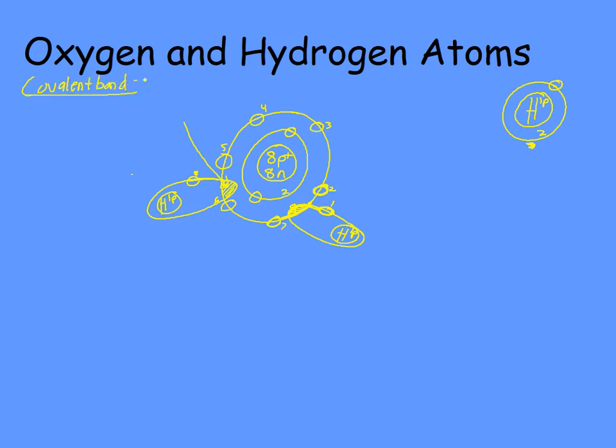What a covalent bond is: it's an extremely strong chemical bond in which electrons are shared. It's exactly what a covalent bond is. An extremely strong chemical bond in which electrons are shared.